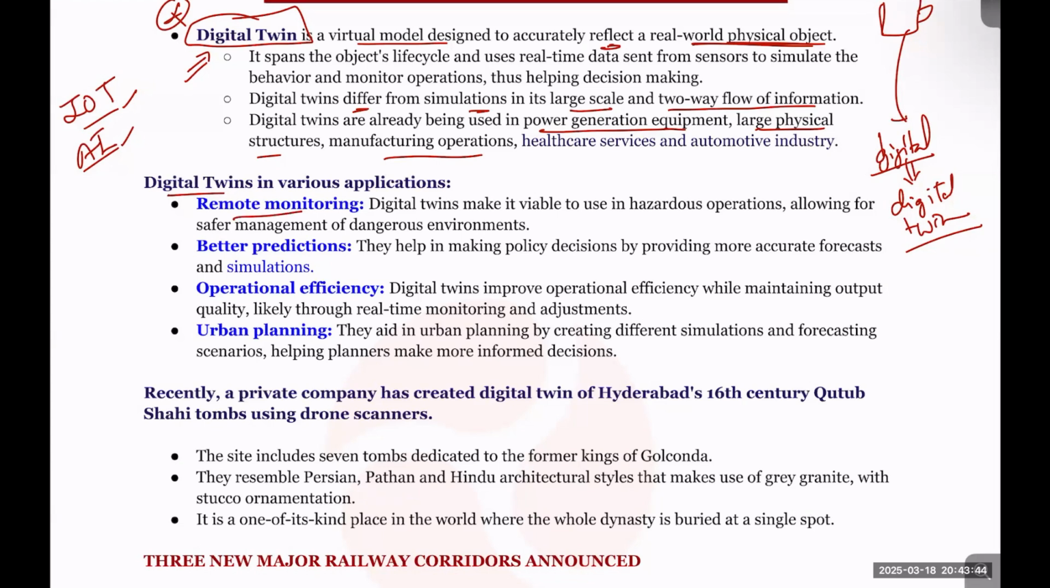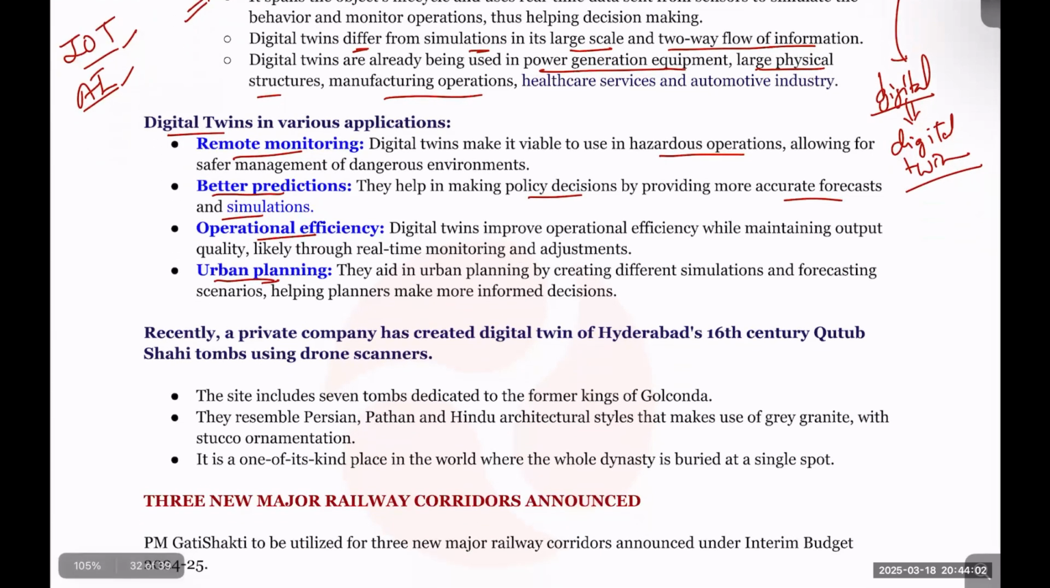Digital twins make it viable to operate in hazardous environments. In hazardous operations, digital twins are used. They also give better predictions and help in making policy decisions by providing more accurate forecasts and simulations. Operational efficiency and urban planning are other areas where these digital twins are being utilized.